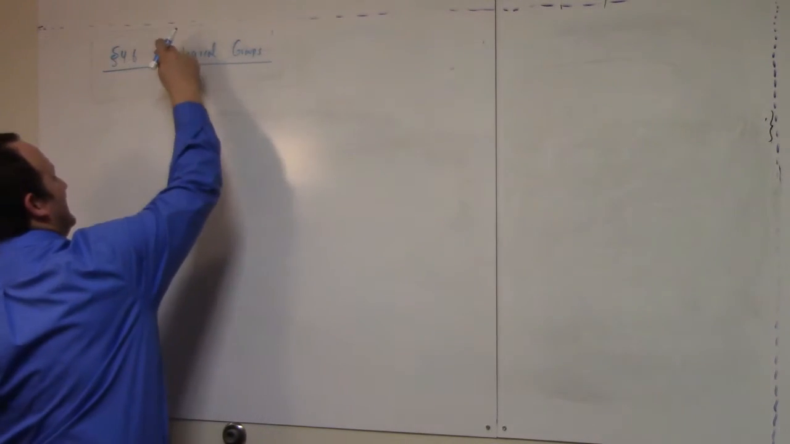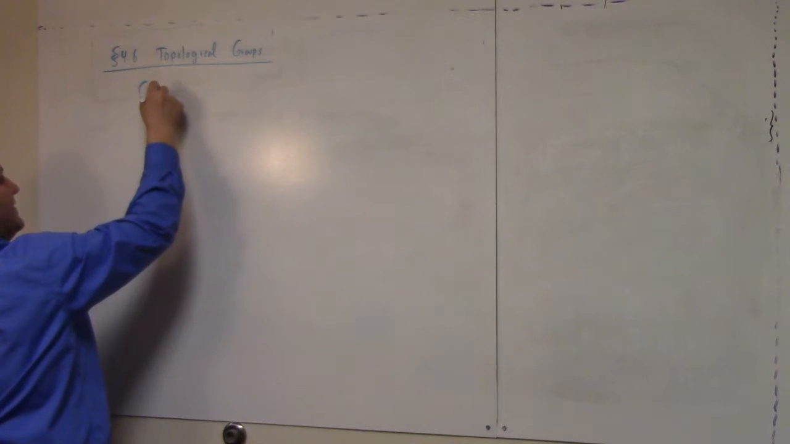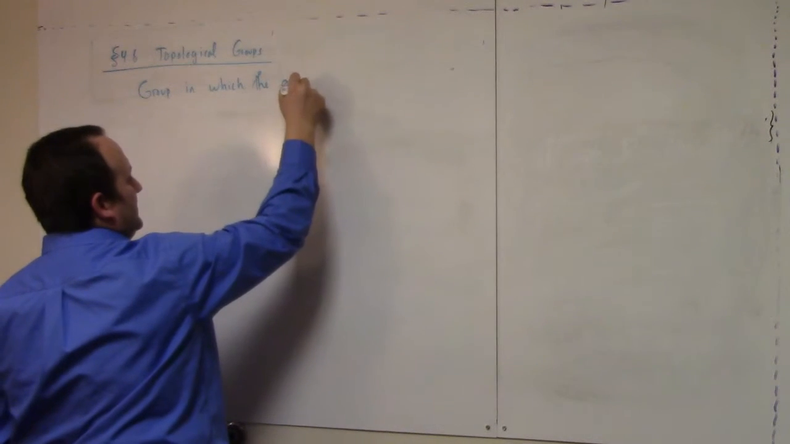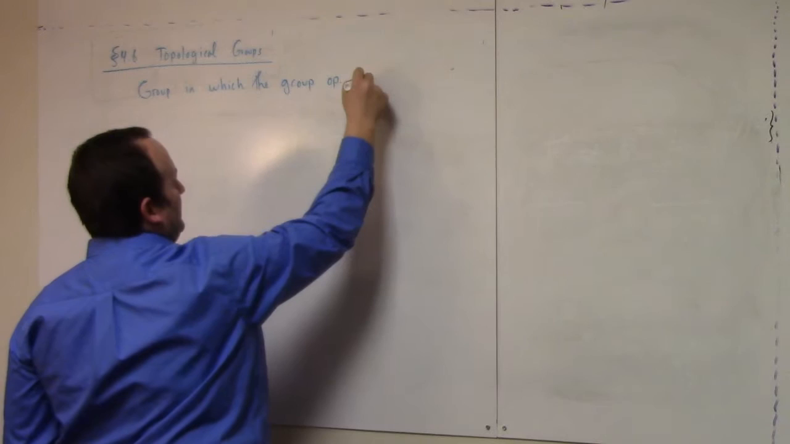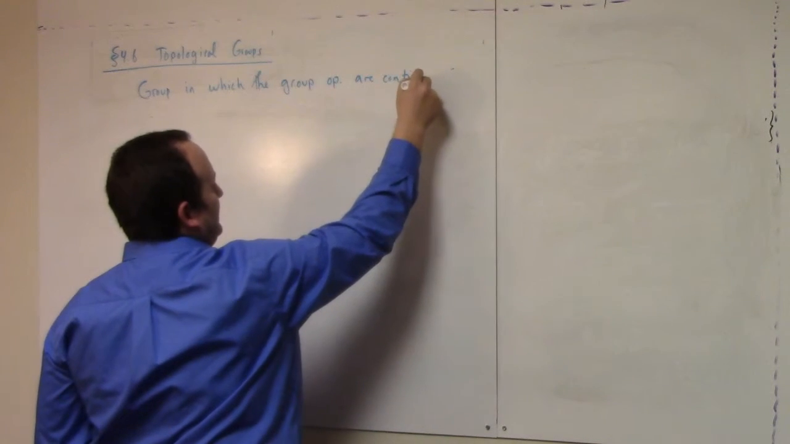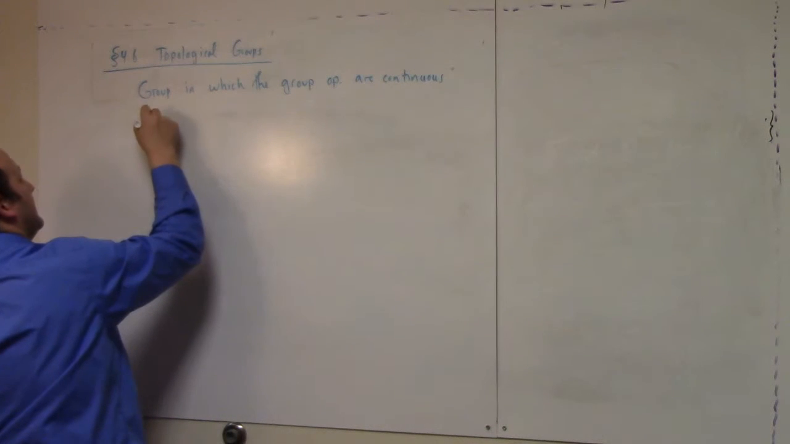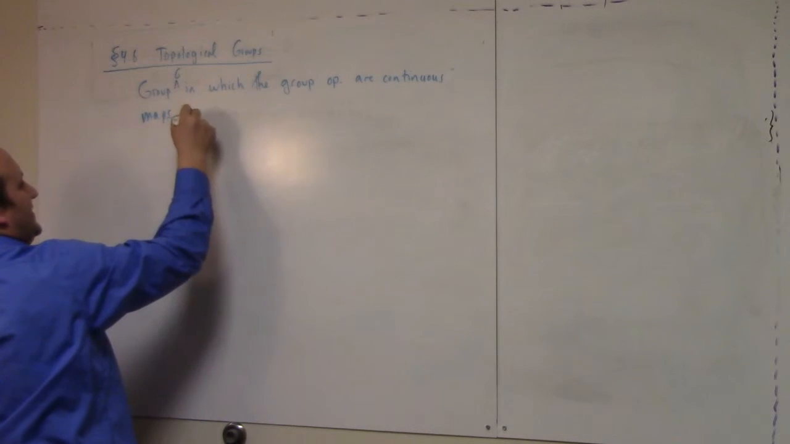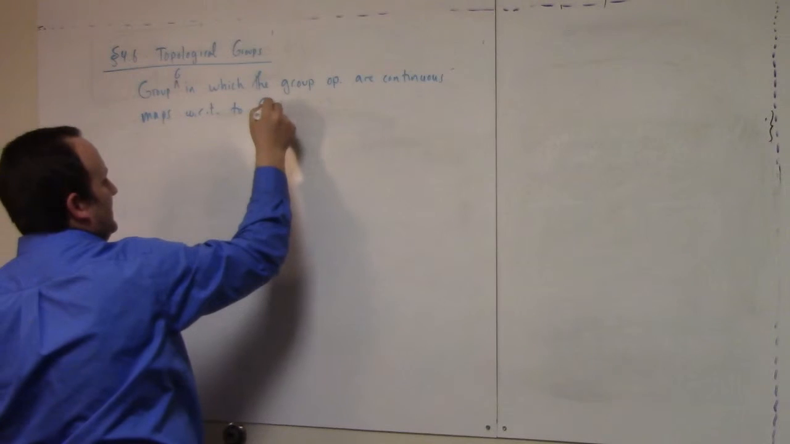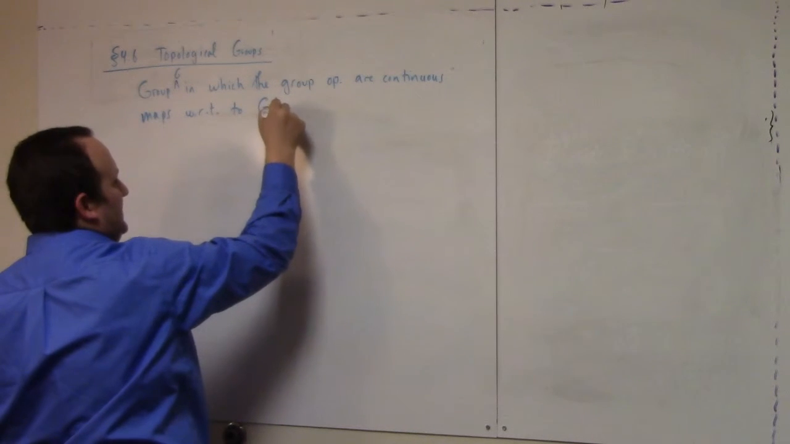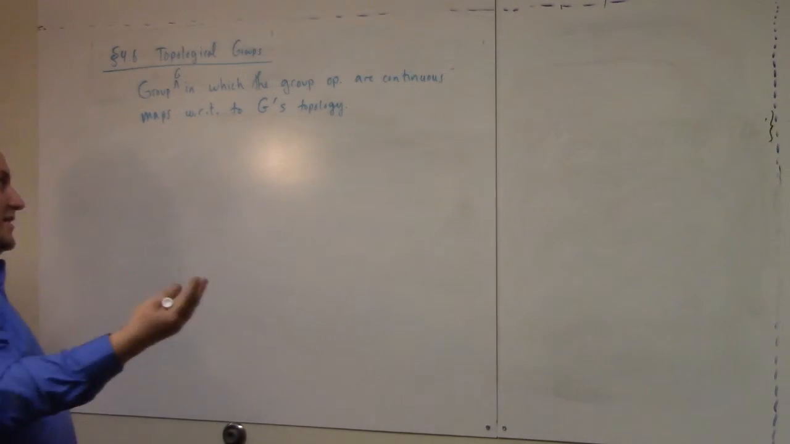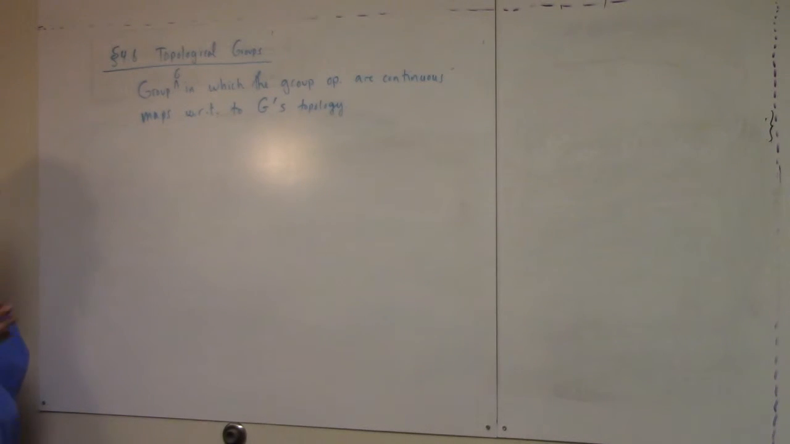A topological group is what it sounds like. It is a group in which the group operations are continuous mappings, with respect to the group G's topology. I guess I kind of buried the lead. A topological group is a topological space which is also a group, and the group operations are continuous.